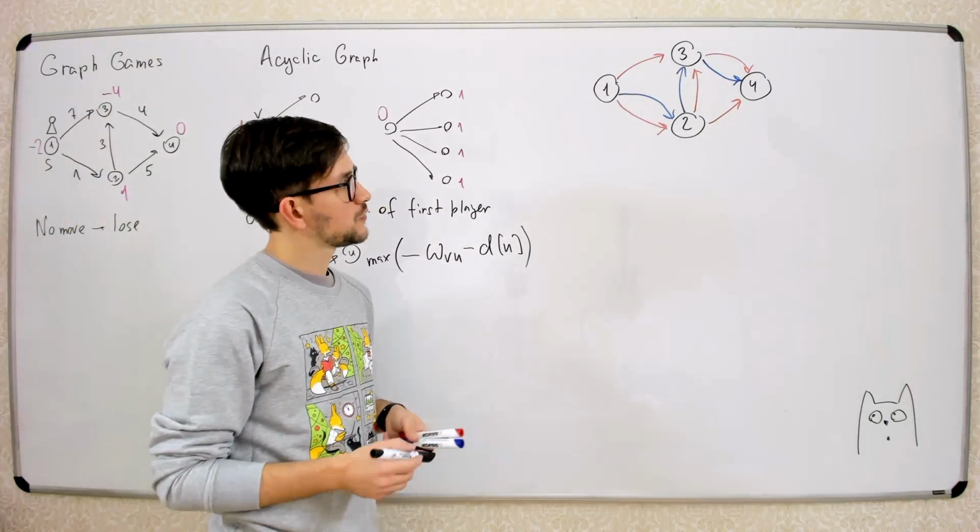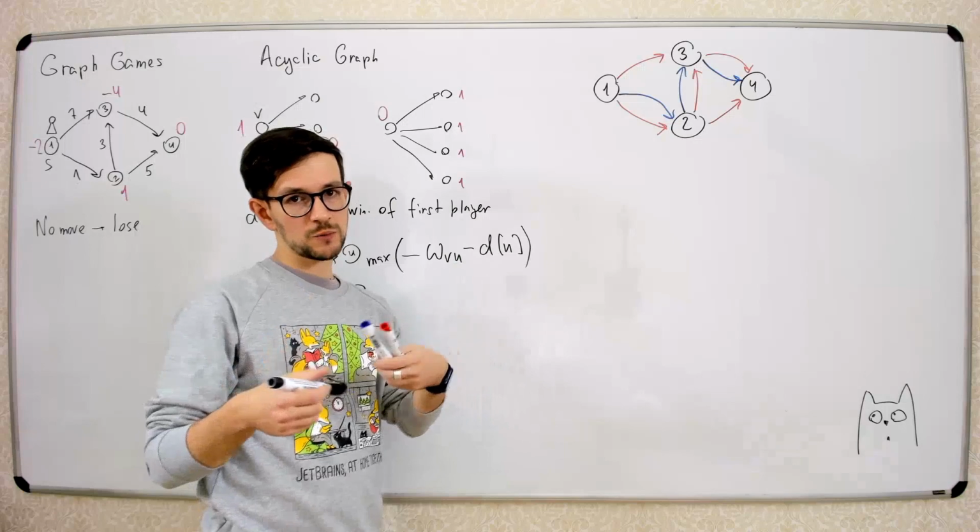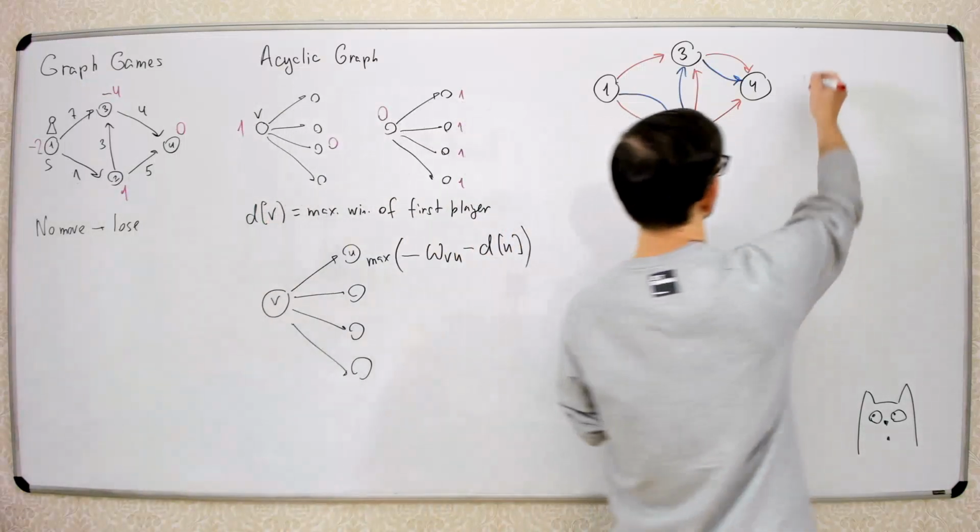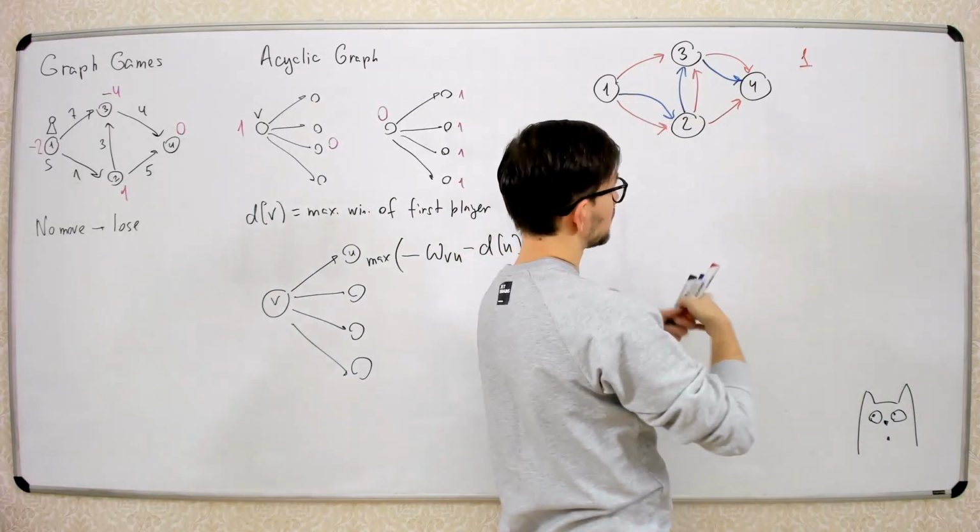First player, let's say first player is red player. We have two players, red and blue. Let's say first player is red, and the second player is blue.